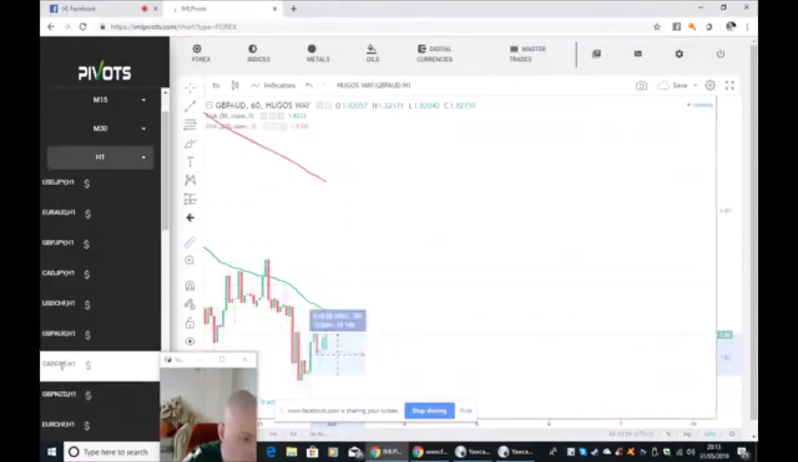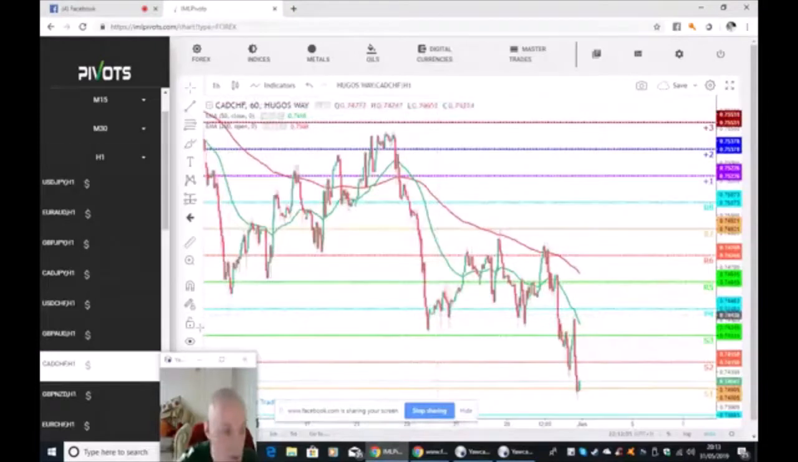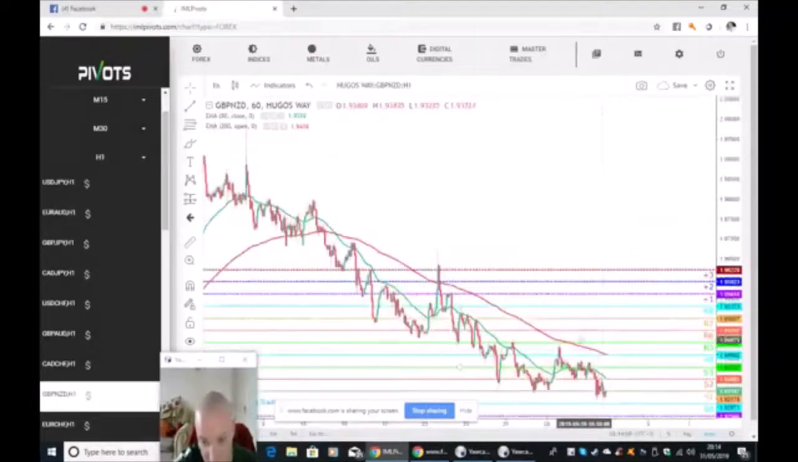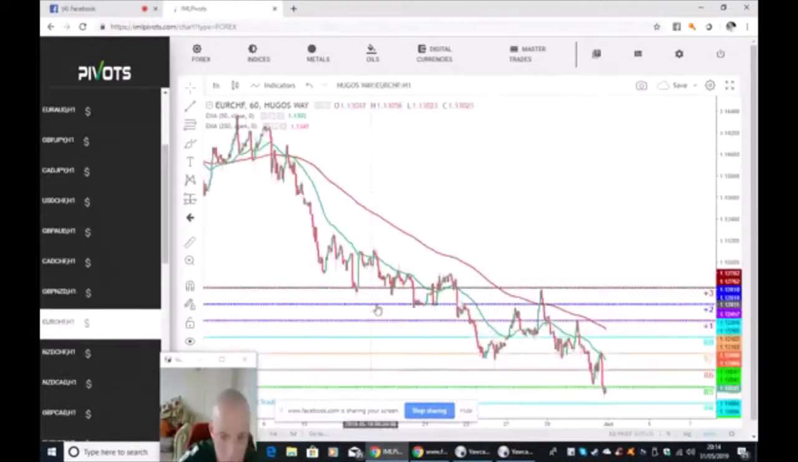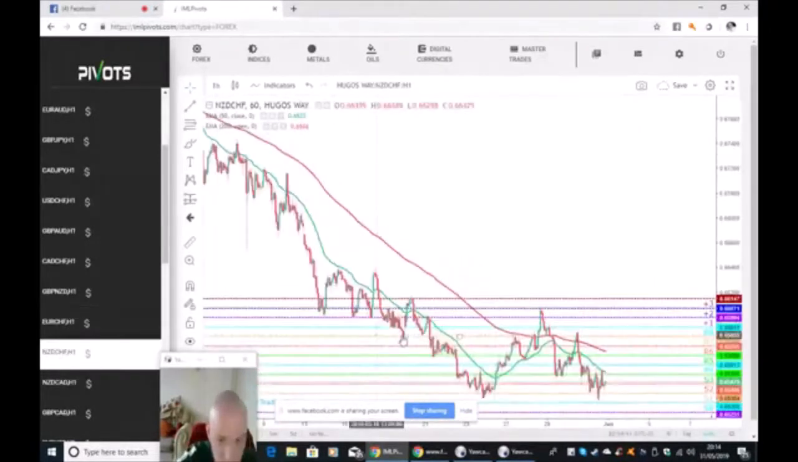Let's have a look at the CAD Swiss franc. Again, is it below the S0? No. And it's certainly not above the R yet. So this one's heading down towards the S0. It could possibly be one you put on the watch list. Euro Swiss franc. No good. NZD. Again, that's slap bang in the middle.